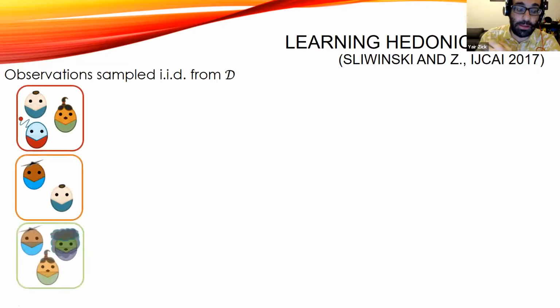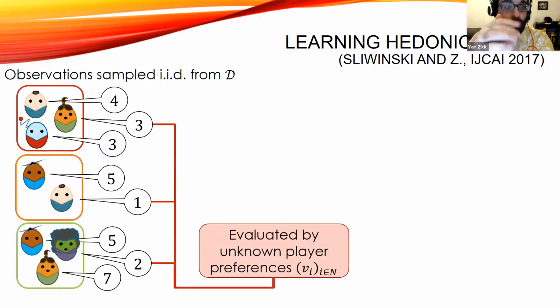So in hedonic games, what happens? We still have coalitions, we have subsets of players, but now the value of each subset is not a single intrinsic value; each member of the coalition has their own subjective value for that coalition. So if this coalition forms, then this person has a value of 4 for it, this one has a value of 3, and this one has a value of 3. If these two people are together in a group, then this person has a value of 5, and this person has a value of 1.